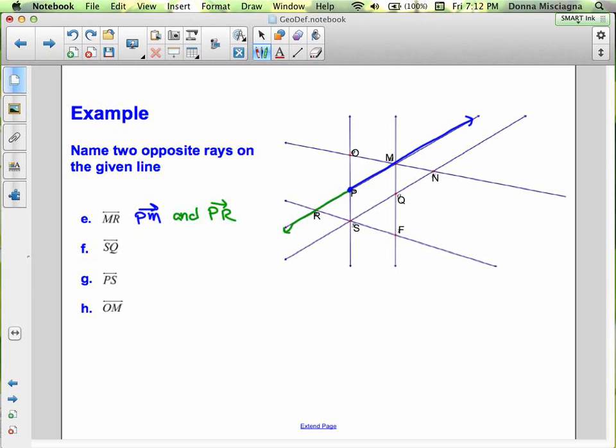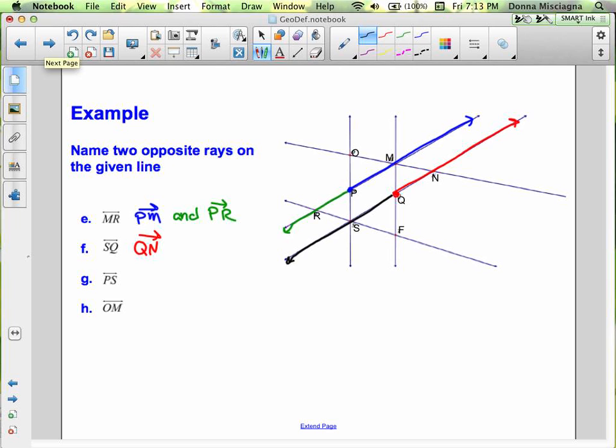Let's look at the next pair. On line SQ, I'm going to start right here. We've got this ray right here, QN, and we have this ray right here, QS. Notice that the endpoint goes first, always. So same endpoint, they both intersect at Q. They go in opposite directions. Together they form line SQ, and they do not overlap. So those are opposite rays.